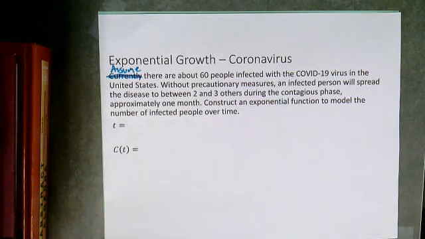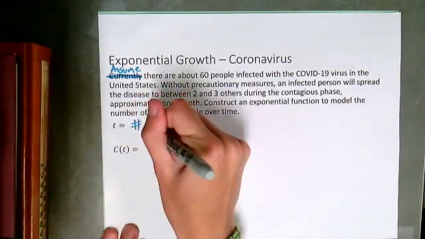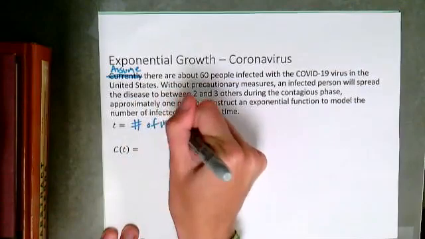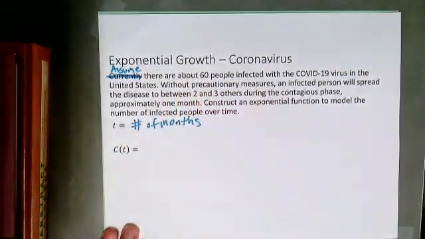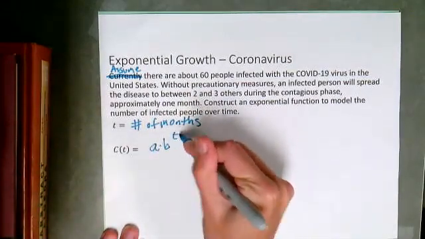Without precautionary measures, an infected person will spread the disease to between 2 and 3 others during the contagious phase. And this will happen in approximately 1 month. Construct an exponential function to model the number of infected people over time. Well, t is the number of months, and C of t is going to be our exponential function. So it's going to be of the form A times B raised to the t.